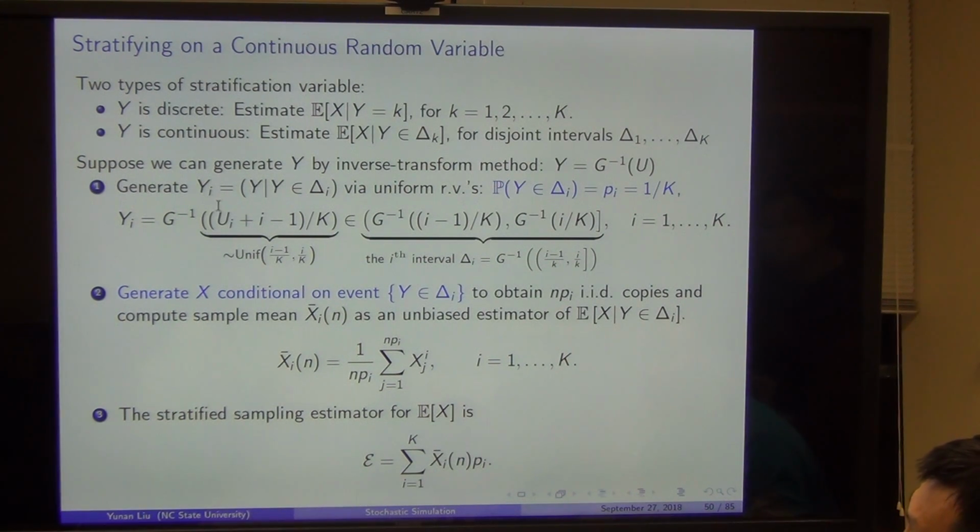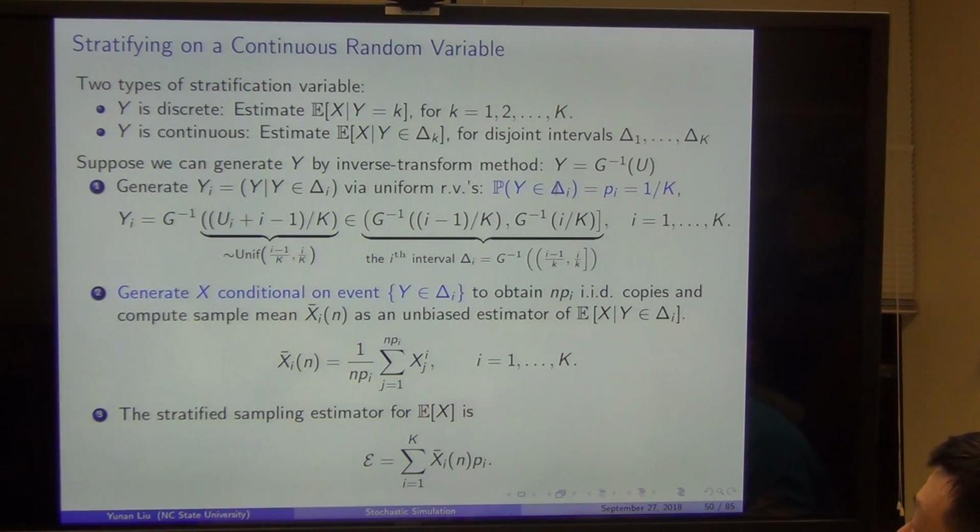Generating yi, what is yi? Yi is a conditional version of y given that y falls into this interval. Generating such a yi via a uniform distribution, okay? So the probability y belongs to this delta i is pi. You need to know that. If you don't know this pi, you can't do stratified sampling. We can let pi be 1 over k because you have freedom to choose this interval.